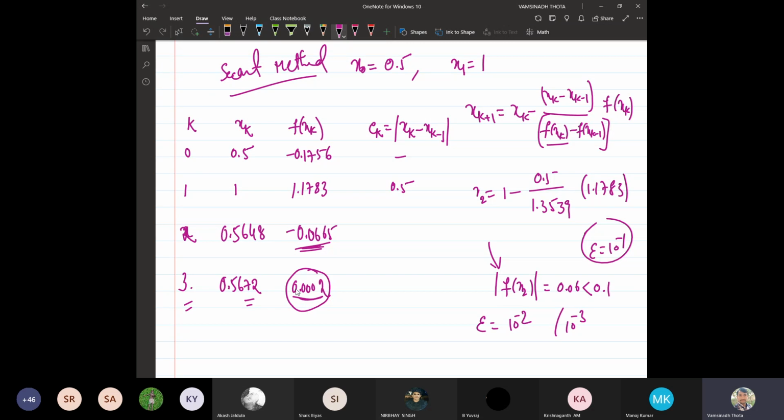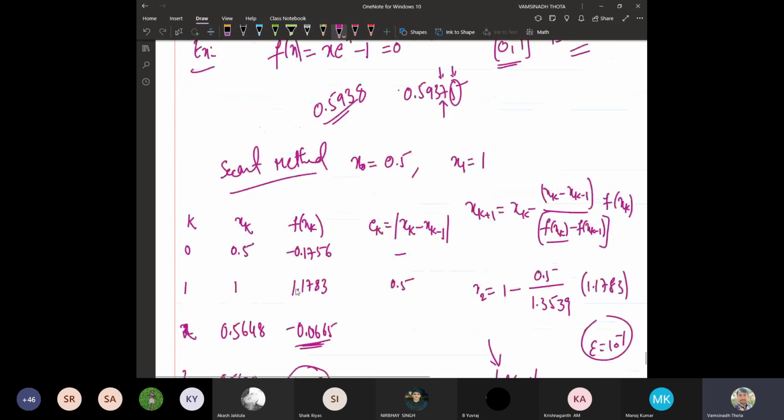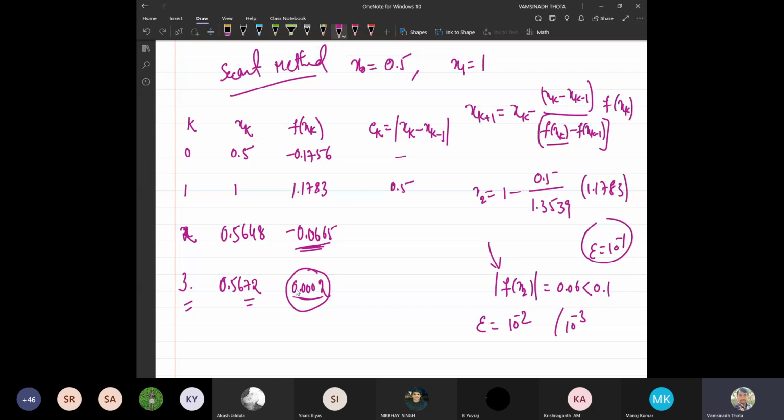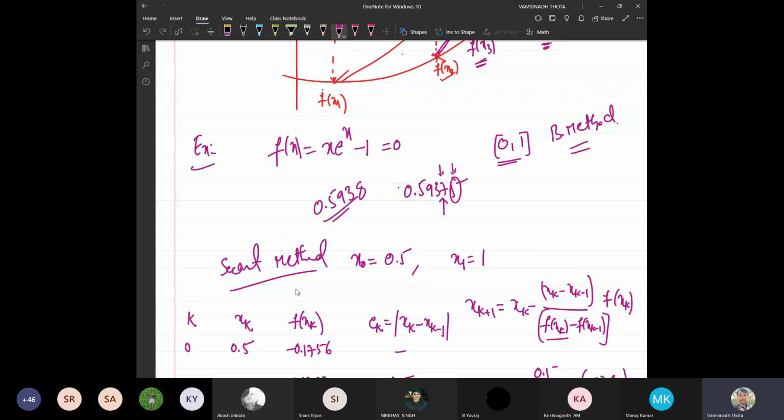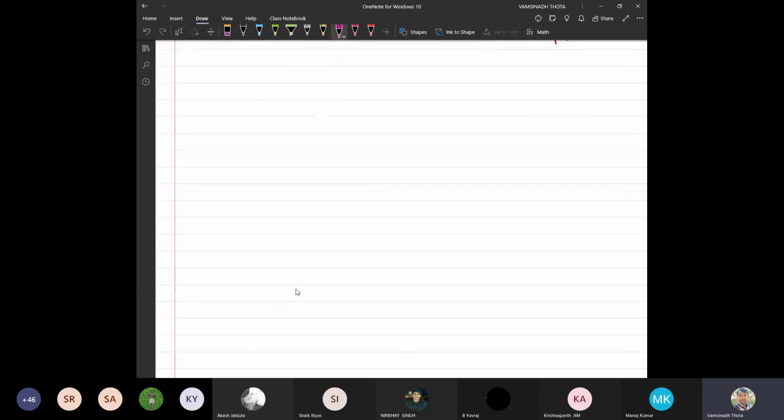Okay. So now let us do the same process. Let us solve the same problem using the Regula-Falsi method. So again, f of x is equal to x into e to the power x minus 1. So k is 0, 1, x0 is 0.5, x1 is 1, k is equal to 2.